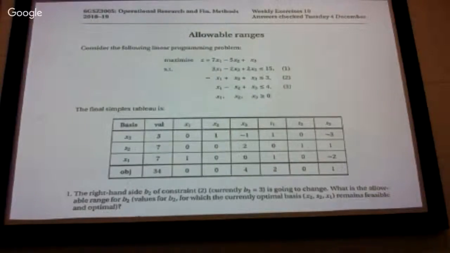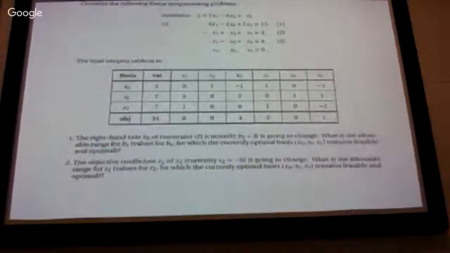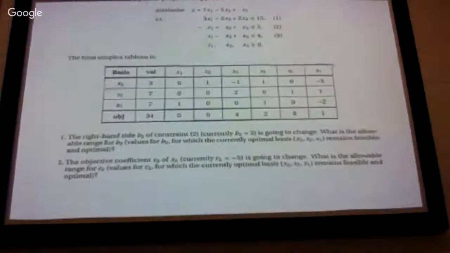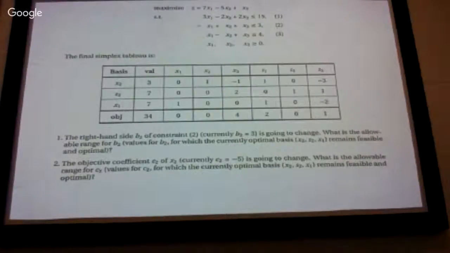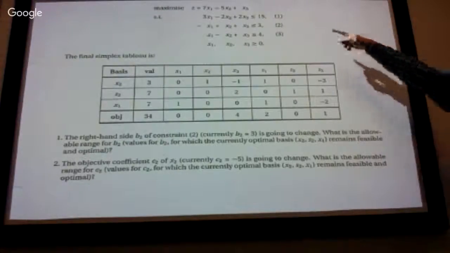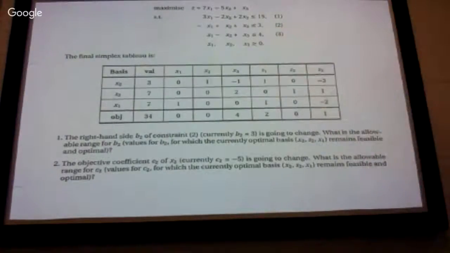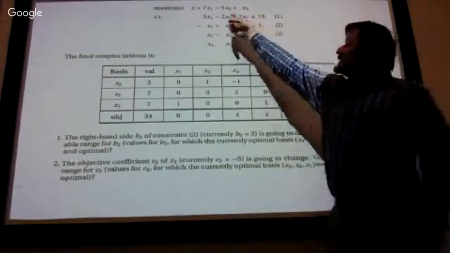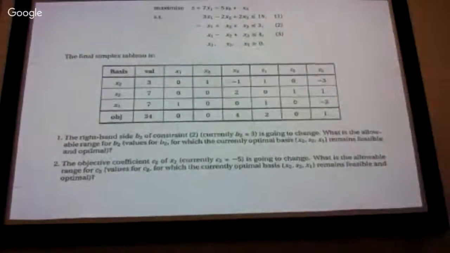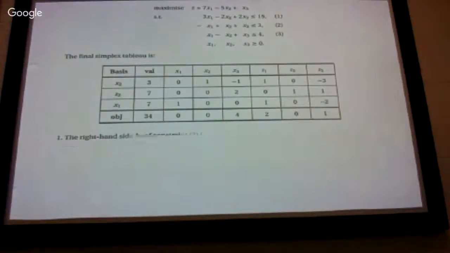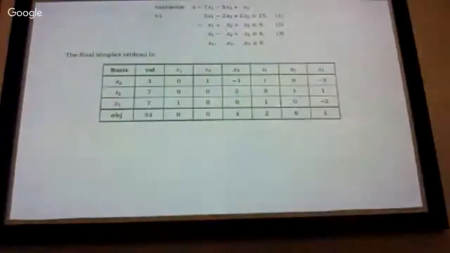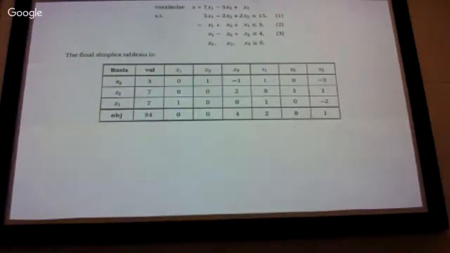Okay, so that's the exercises for this week, and we've not really done a lot of it yet. The exercise that you got asks you for how much the right-hand side of the second constraint can change, and how much the -5 here can change. So that's the exercise, but we're going to have a look at all the other values. Okay, so this is next.